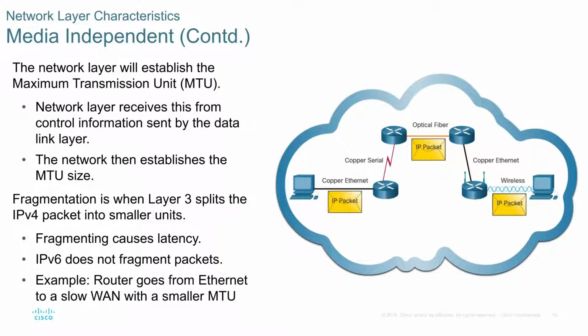Fragmentation is when layer 3 splits the IPv4 packet into smaller units. Now, instead of having one unit for transmission, we have 2 units, increasing the amount of overhead and therefore causing latency. IPv6 does not fragment packets. Here, as an example, a router goes from Ethernet to a slow WAN with a smaller MTU. In this case, the router would have to fragment the packets to accommodate the smaller MTU.